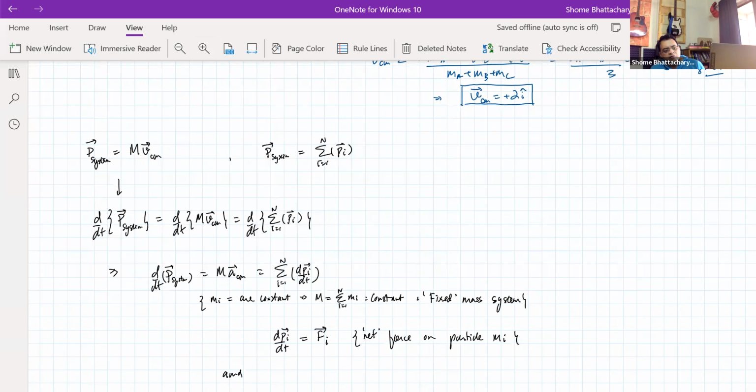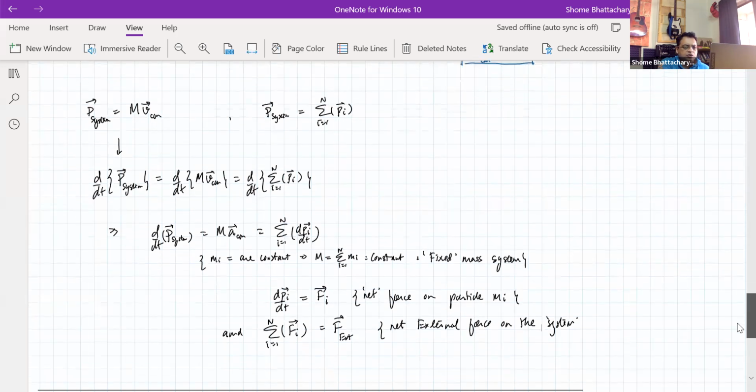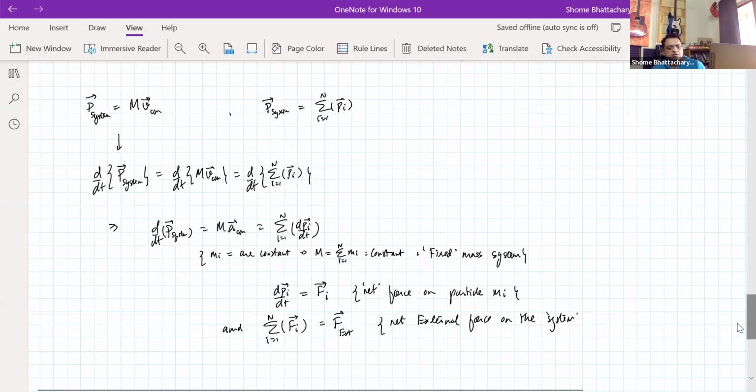And summation of net force on all particles will become the net external force on the system. Why? Because when you sum up all the forces on the particles, the internal forces to the system will cancel off in action-reaction pairs. Only the external force will survive in the summation.